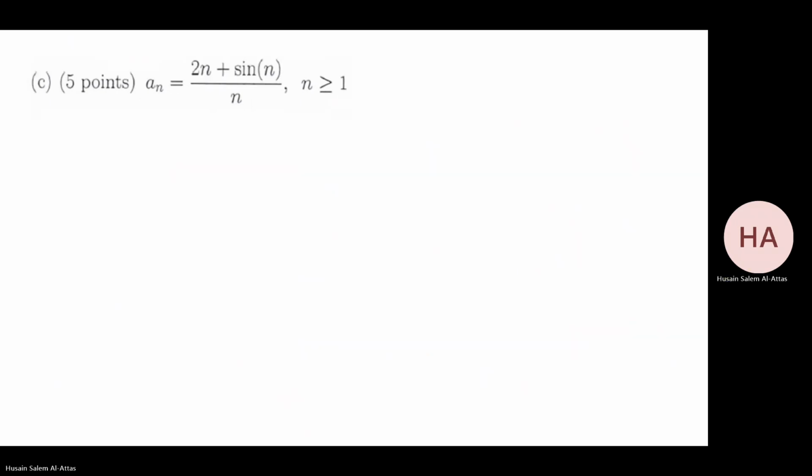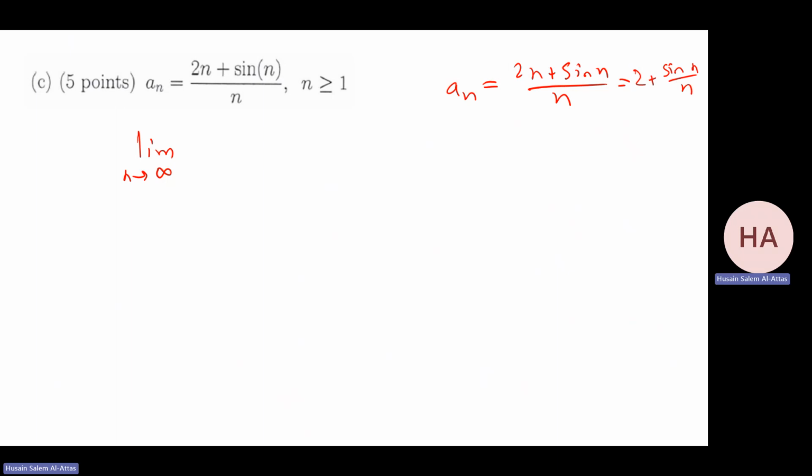Okay. I think this is the last one. It's, I think, easy to do. Now we need to find the limit as n goes to infinity. Yeah, by the way, what is a_n? a_n is (2n plus sine n) over n, which is 2 plus sine n over n. Let me do the limit of sine n over n. How to find this? This will be 0.